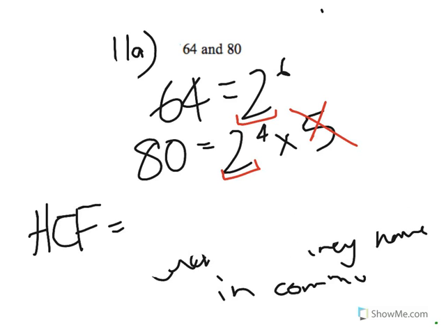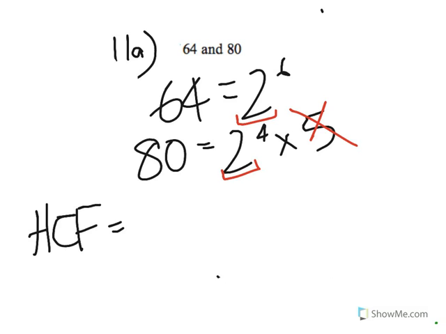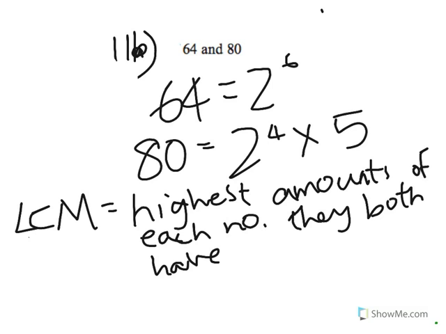So if you look at this, 2 to the power of 6 and 2 to the power of 4. What is the lowest amount they have in common? It's nothing but 2 to the power of 4. So that's 16 as their highest common factor.